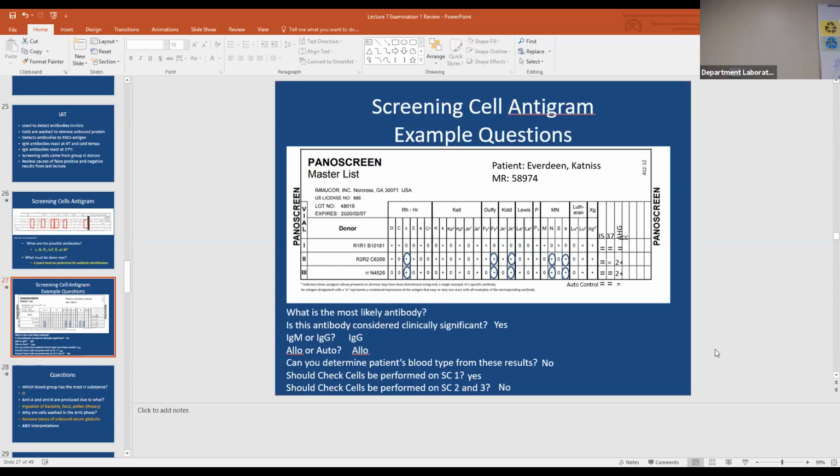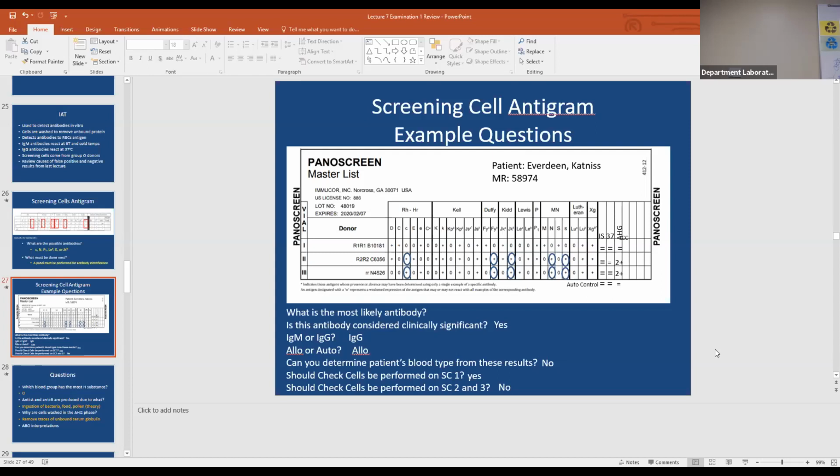You guys don't have to worry about that so much on this exam. That's a little bit further down the road. But I wanted you guys to be able to interpret your IAT. So if you have any positive reaction in here, irrespective of what phase it is, it's interpreted as a positive IAT. You have to do a panel.